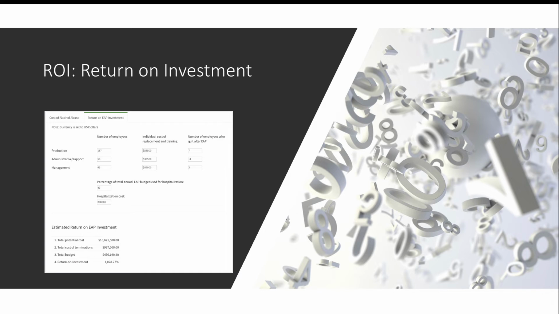ROI, or return on investment, is a significant factor in ensuring the long-term success of our company. Negative ROI indicates a poor response to employee assistance programs, or EAPs, and/or employee training programs, which can lead to poor productivity and a significant waste of budgeted funds. To assess our organization's current employee assistance program return on investment, the following information was collected.